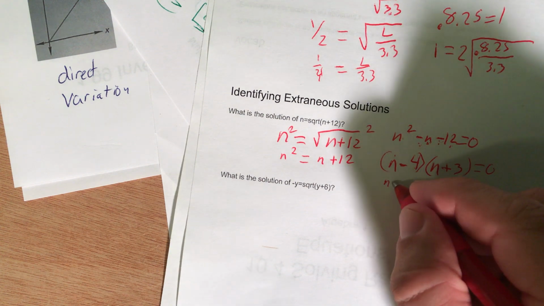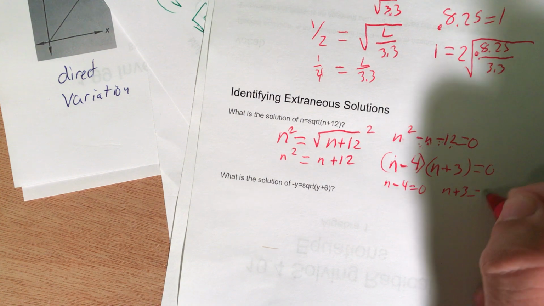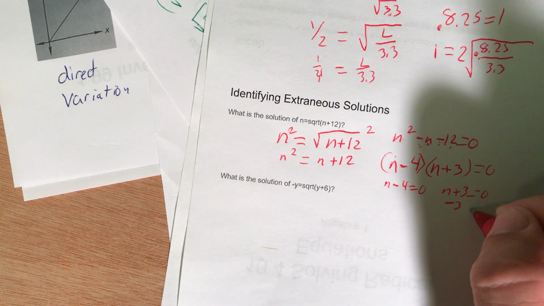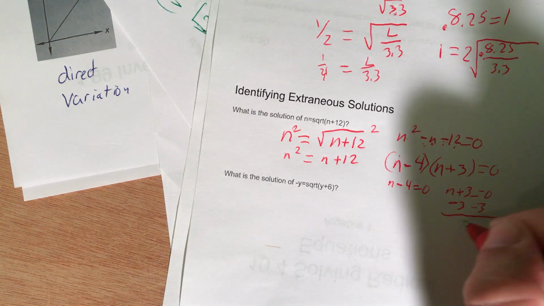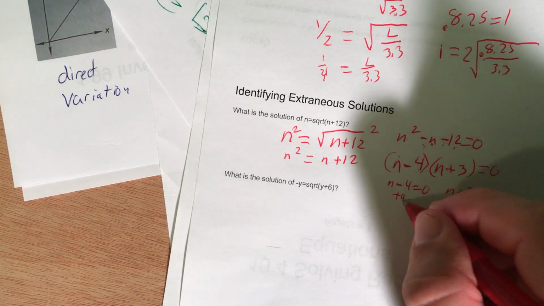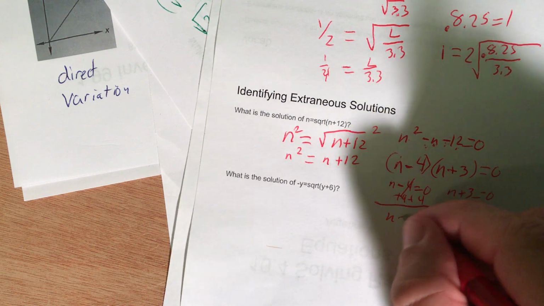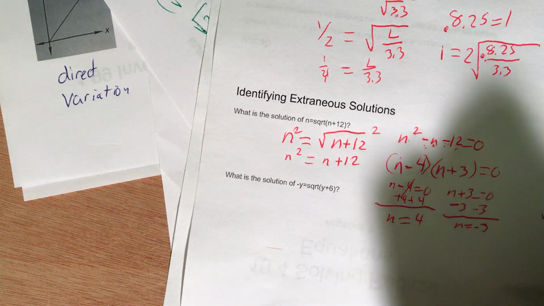Now you solve. n minus 4 equals 0, and n plus 3 equals 0. Minus 3, n equals negative 3. Plus 4, plus 4. What you do to one side, you must do to the other. And you get n equals 4.